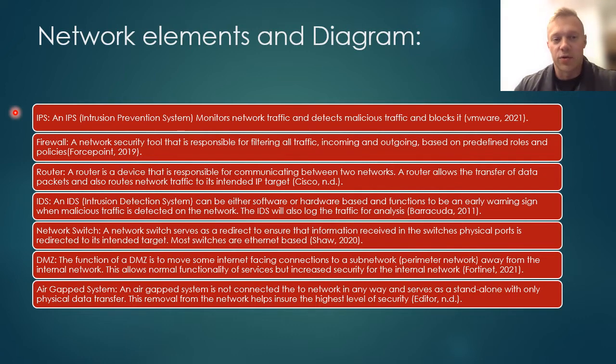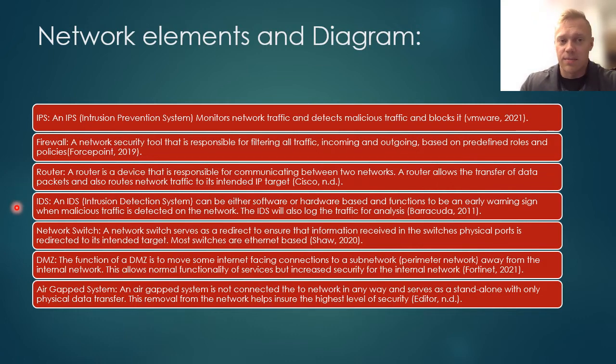An IPS, intrusion prevention system, monitors network traffic, detects malicious traffic, and blocks it. A firewall is a network security tool that is responsible for filtering all incoming and outgoing traffic based on predefined rules and policies. A router is a device that is responsible for communicating between two networks. The router allows transfer of data packets and also routes the traffic to its intended target.